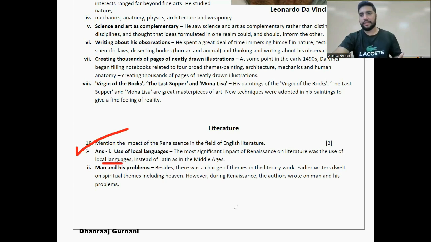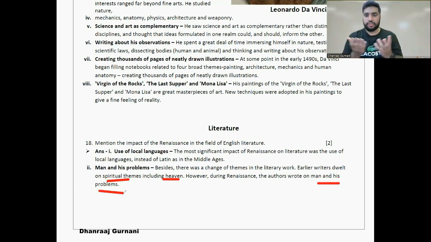Renaissance allowed people to write and spread knowledge as well as books in local languages instead of Latin as in the Middle Ages. Point number 2, man and his problems. Besides, there was a change of themes in the writing work. Earlier writers dwelt on spiritual themes, including heaven. Now, during Renaissance, the authors wrote on man and his problems.